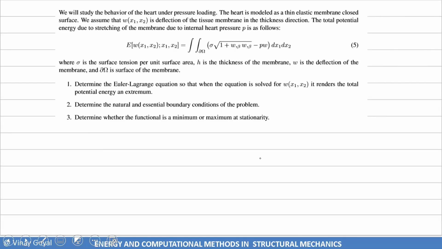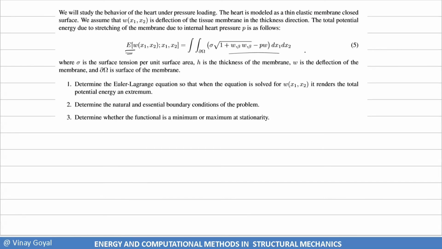So let's consider a 2D problem. We'll study the heart behavior under pressure loading conditions. We're given this energy potential due to stretching of the membrane due to internal heart pressure P, and the expression for that potential energy. And we're asked to get the Euler-Lagrange equation.